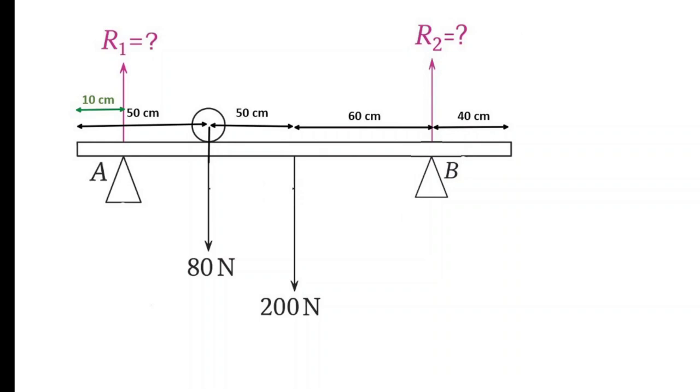Here is a popular A-level physics exam question on moments. So this system is in equilibrium on two wedges A and B. Reactions from A and B are respectively R1 and R2. The lengths are marked on the diagram. The weight of the object here is 80 newtons. The weight of the rod is 200 newtons. The question is to work out the value of R1 and R2.